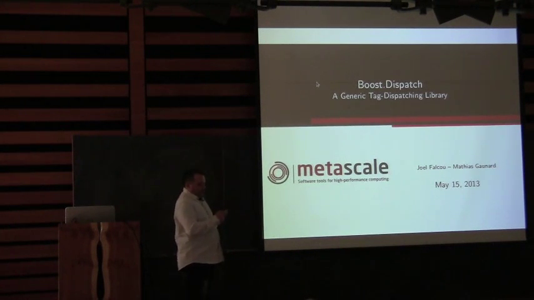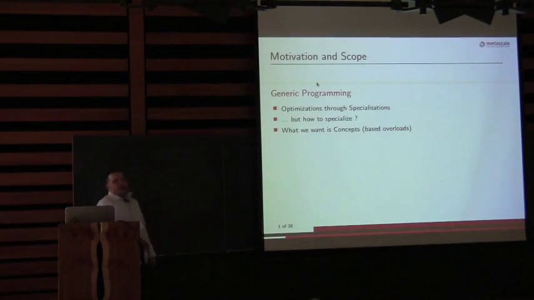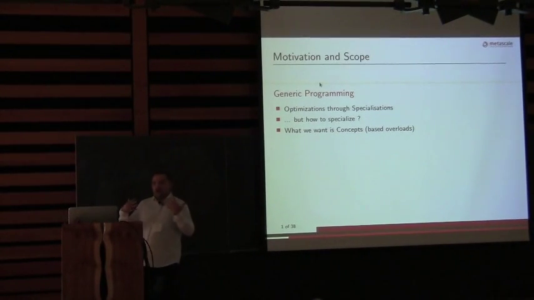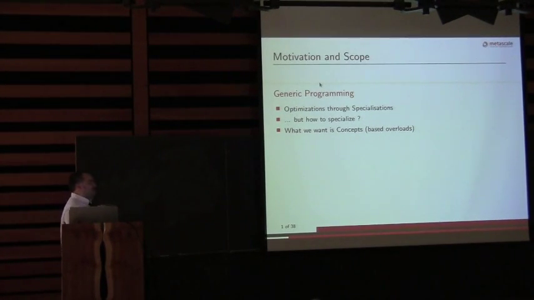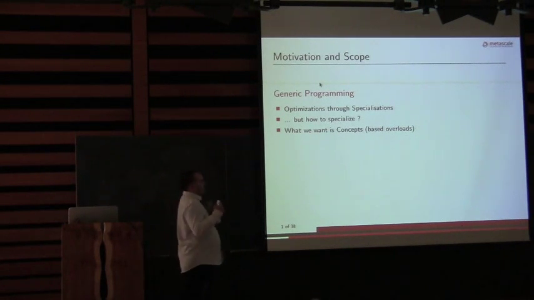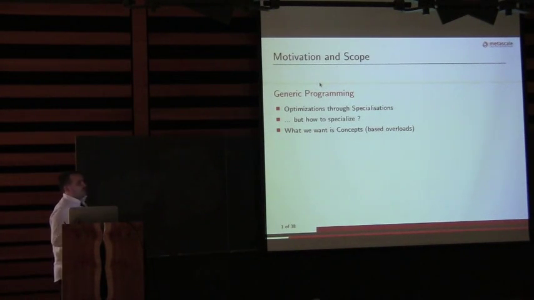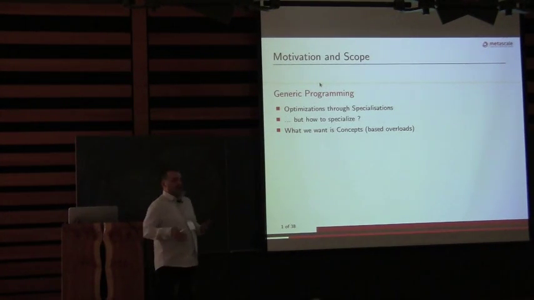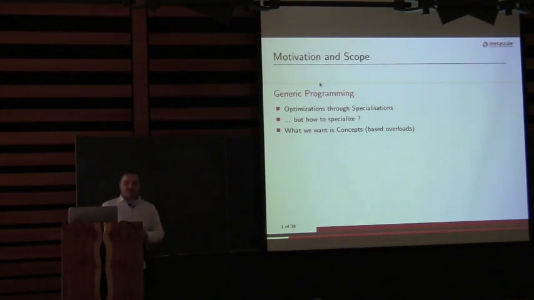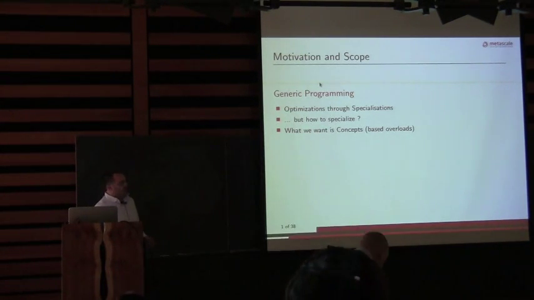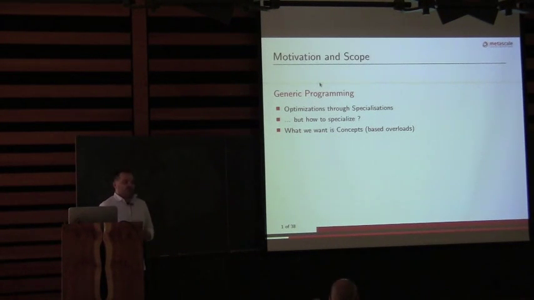So what is it about? Well, we are primarily dealing with generic programming in our code source, and one of the main features of generic programming that we try to put forward is the fact that we can manage optimization through specialization. But the question is what to specialize, how to specialize, and how to avoid what we call the quadratic problem of tag dispatching, which is if you have n algorithms and p data structures, you will somehow be forced to deal with n times p versions of your code.